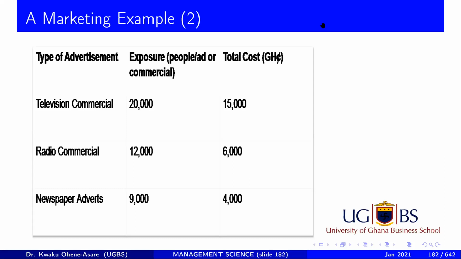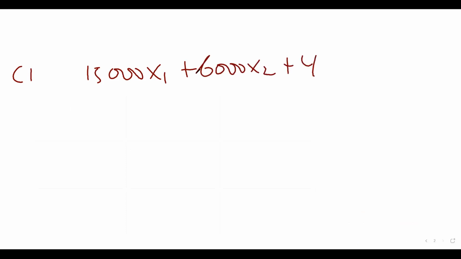So let's write that constraint down. The first constraint, which is the budget constraint, let me call it C1. This budget constraint is 15,000 x1 plus 6,000 x2 and then plus 4,000 x3. And according to this, it should be less than or equal to 100,000. This is the budget constraint.